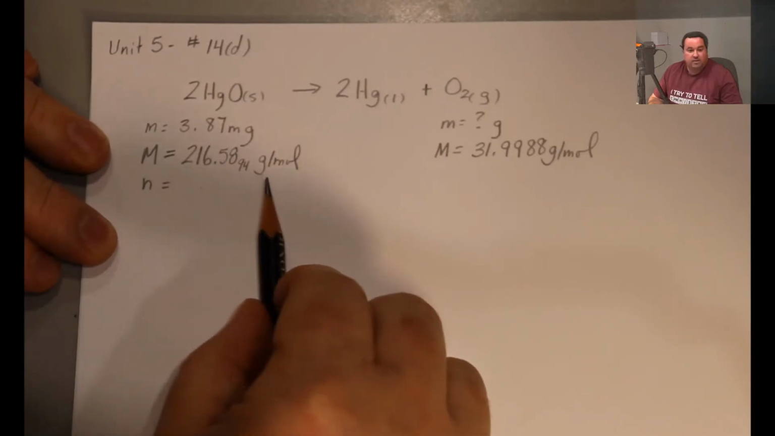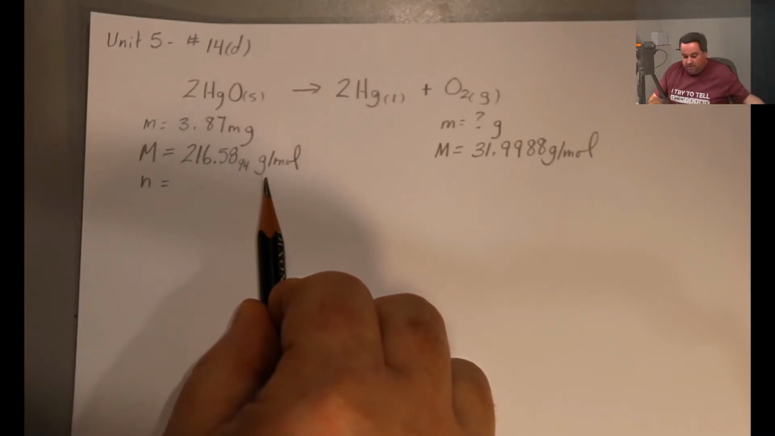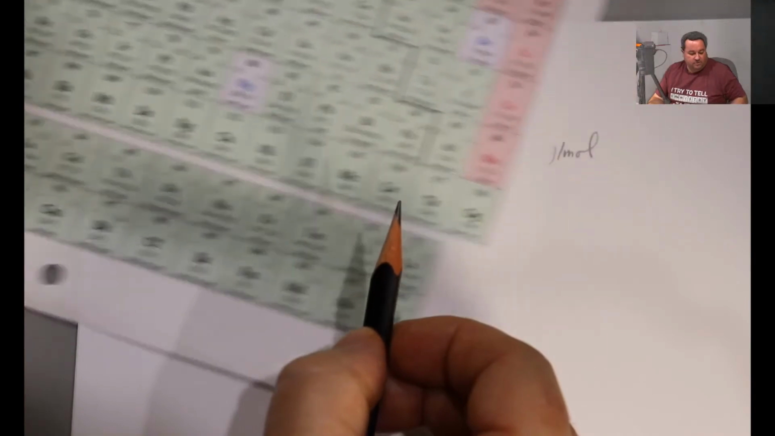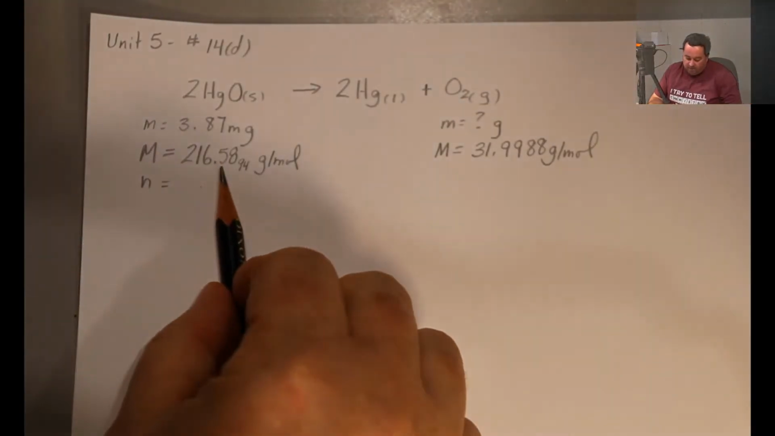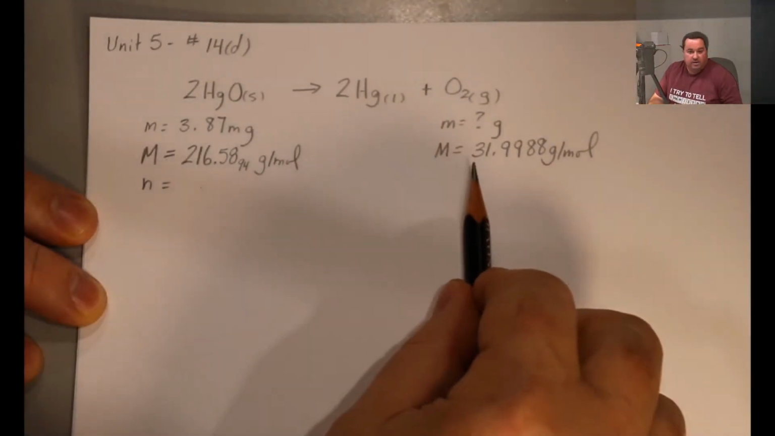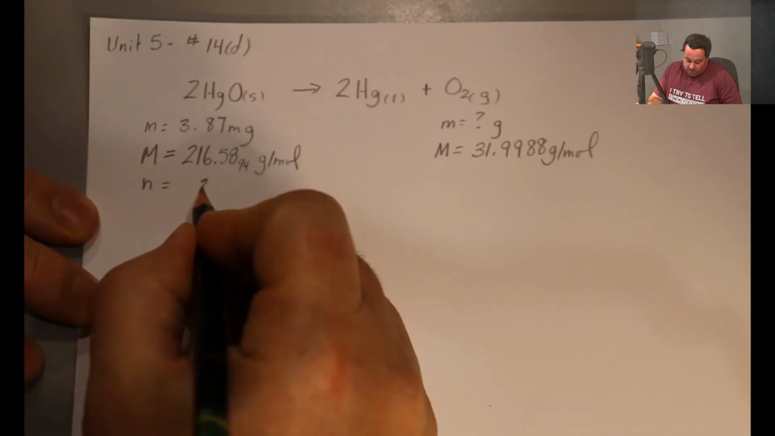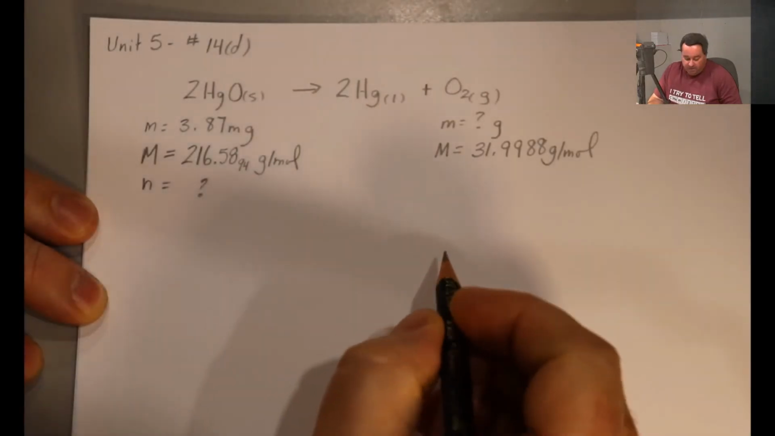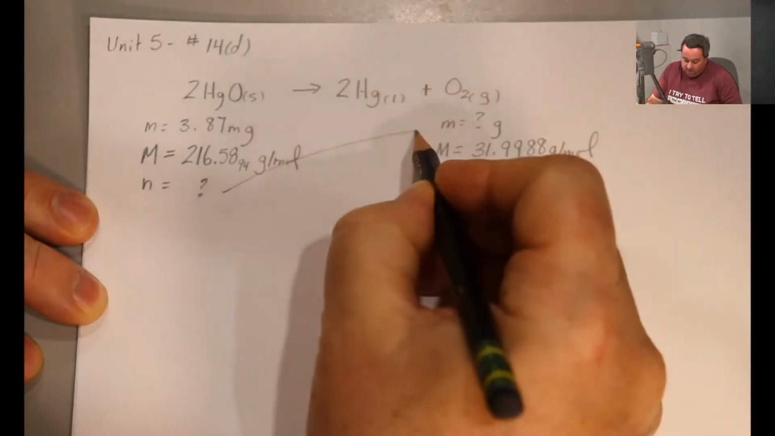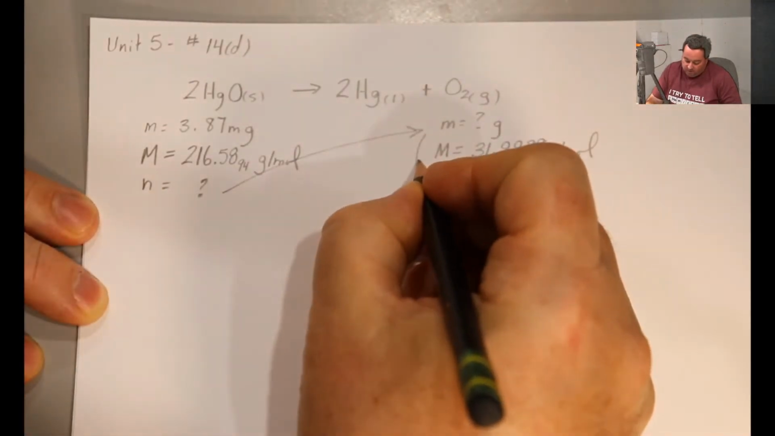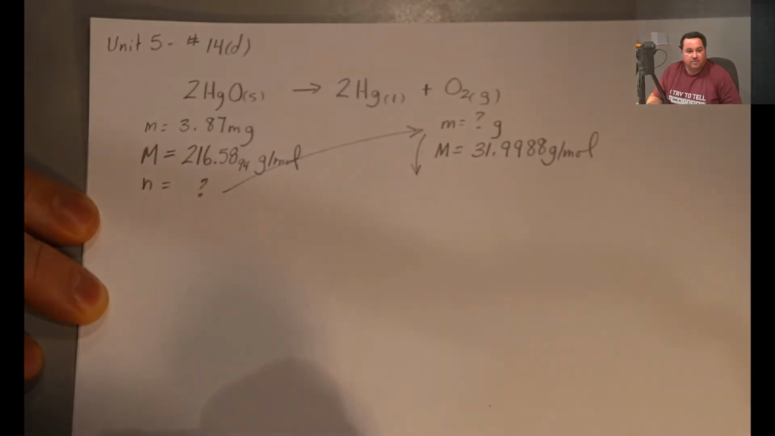I've calculated the molar mass before I started recording the video using the periodic table. So I just looked up molar masses for mercury and oxygen and added them together. And I also calculated the molar mass for the O2. So I know I'm going to calculate the number of moles of my reactant, use that to figure out the number of moles of product, and then convert to a mass in the third step.